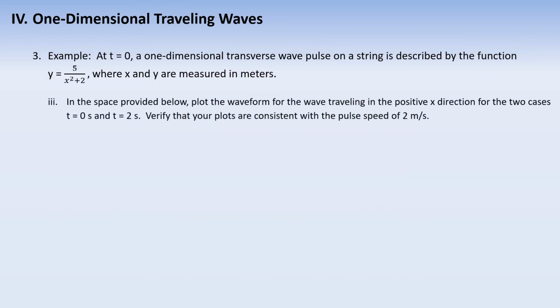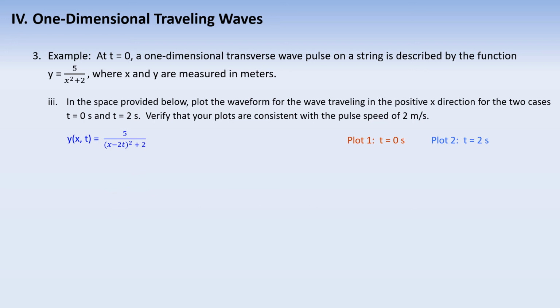All right, in part 3 of this question, we are asked to plot the waveform for the case of the wave traveling in the positive x direction at two particular times, at time 0 and 2 seconds later. And we want to then verify that these plots are consistent with the pulse speed of 2 meters per second. So we're going to do this the old-fashioned way here.